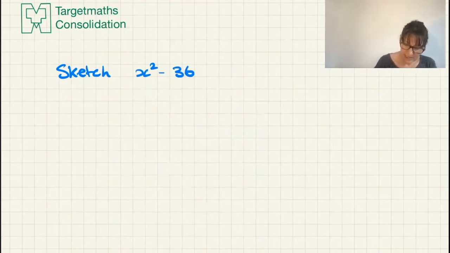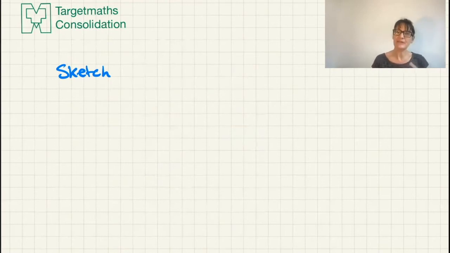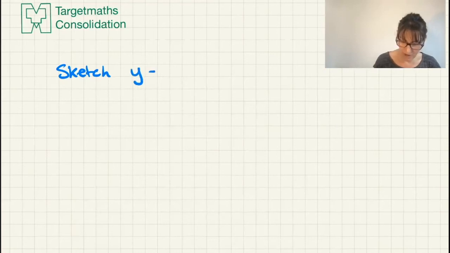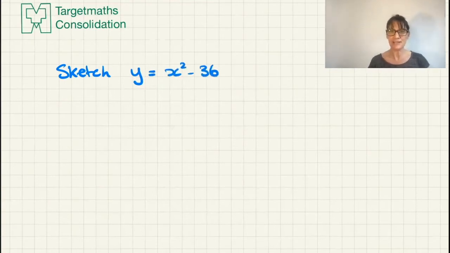I'm going to write this in a slightly different way, because in the exam, if they want you to sketch a graph, they are going to express it like this. They're going to say, sketch the graph y equals x squared minus 36, which looks very different, doesn't it? So it's probably important that we start introducing that as early as possible. So we're going to sketch the graph of y equals x squared minus 36. Hit pause and press play when you're ready.